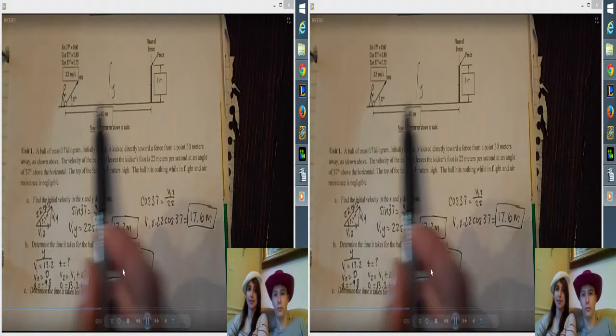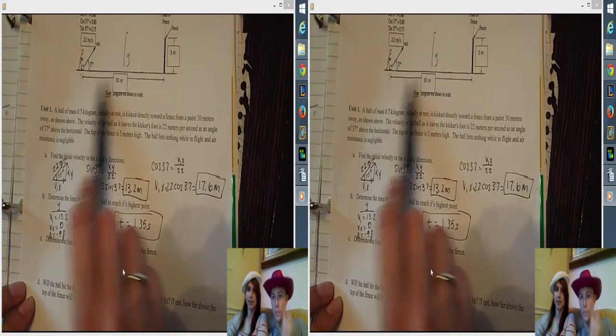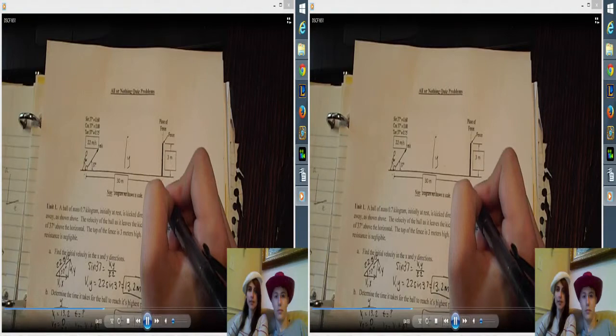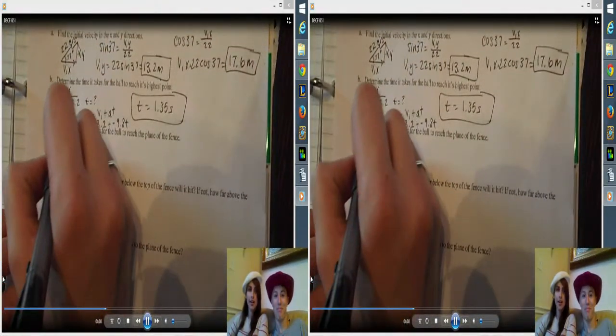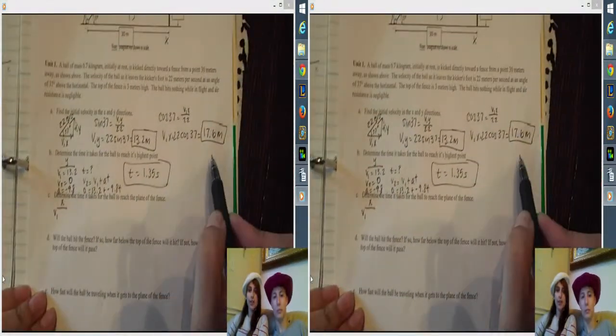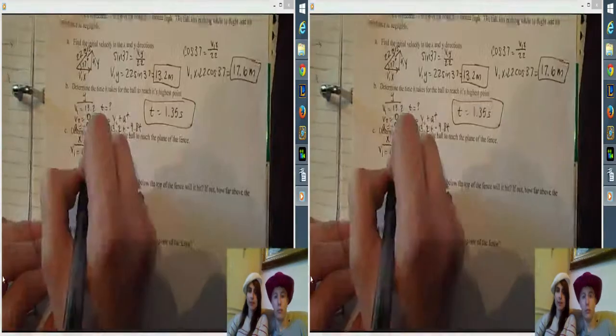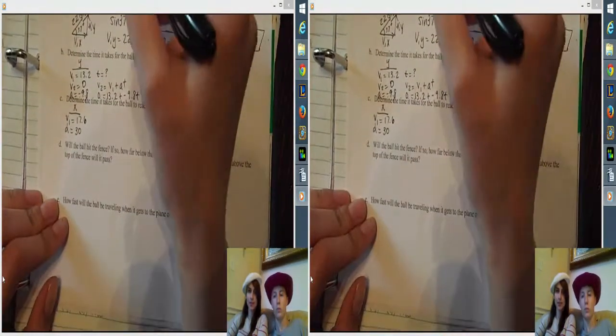Okay, so now we're going to determine the time it takes for the ball to reach the plane of the fence. So we took the time it was for its highest point, and now we're going to take the time to actually go the 30 meters to the plane of the fence. So we don't care about the height, just the x. So since we're dealing with the x, we're going to make this an x column for our components. So V1 equals the initial velocity that we got from part A, so it's 17.6.